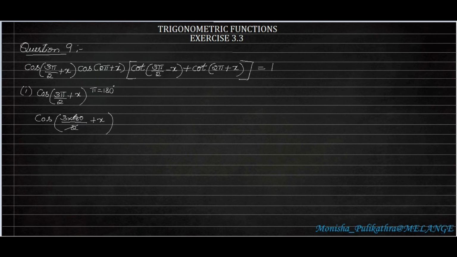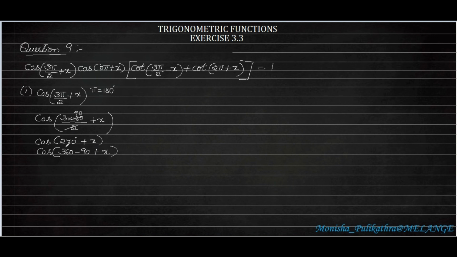Here, 2 1s are 2, 2 9s are 18, so 2 90s are 180. So here we got 3 into 90. 3 9s are 27, so 3 into 90 is 270. So 270 plus x. Again, we don't have a value for 270 degrees, or else we don't know directly how to write it. In that case, what we need to do is subtract: that is 360 minus 90, which is 270. Instead of 270, we can write it as 360 minus 90 plus x.